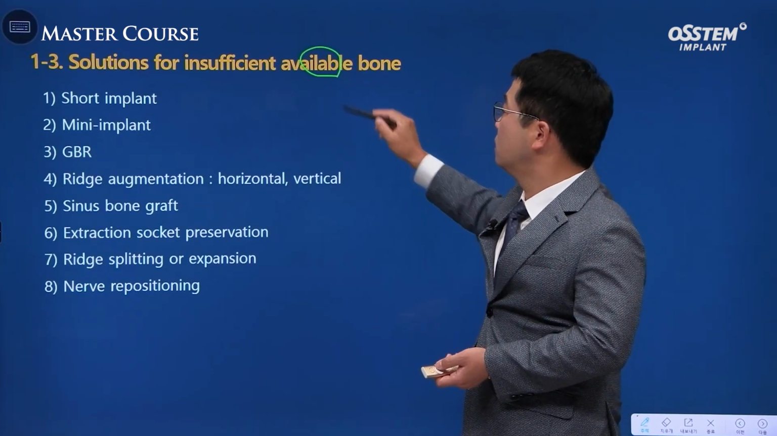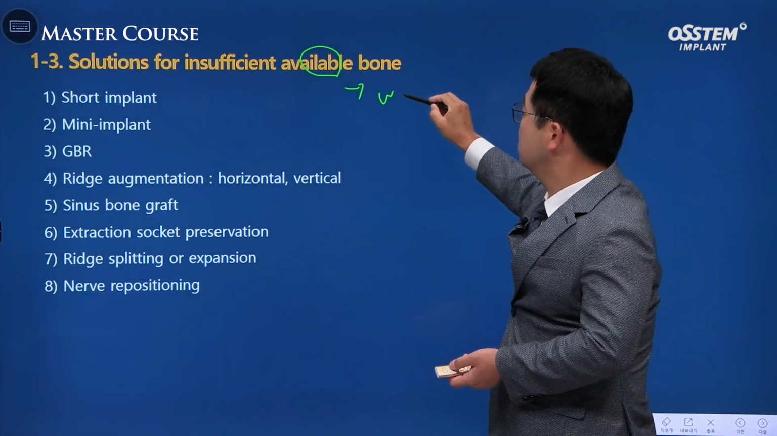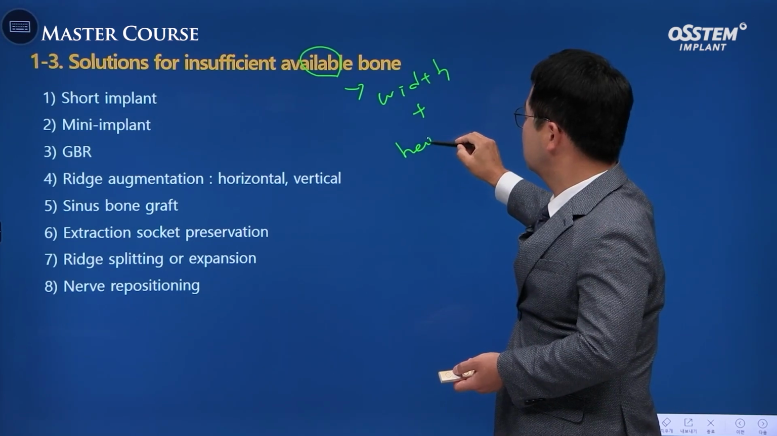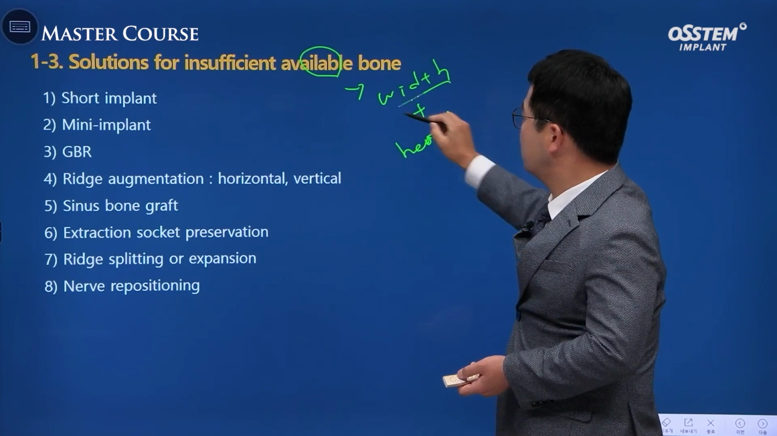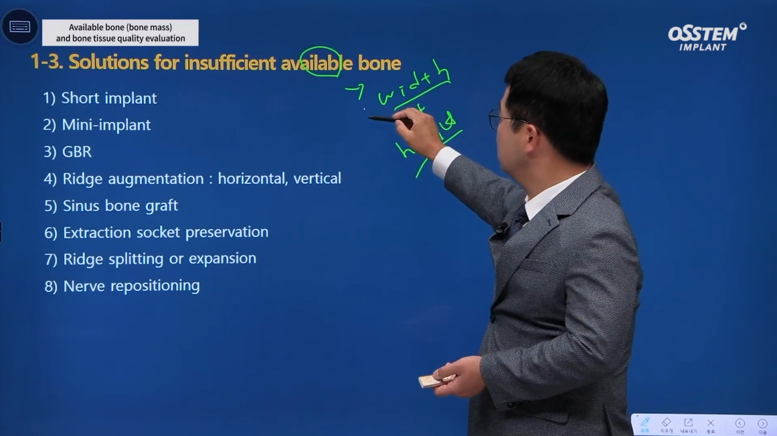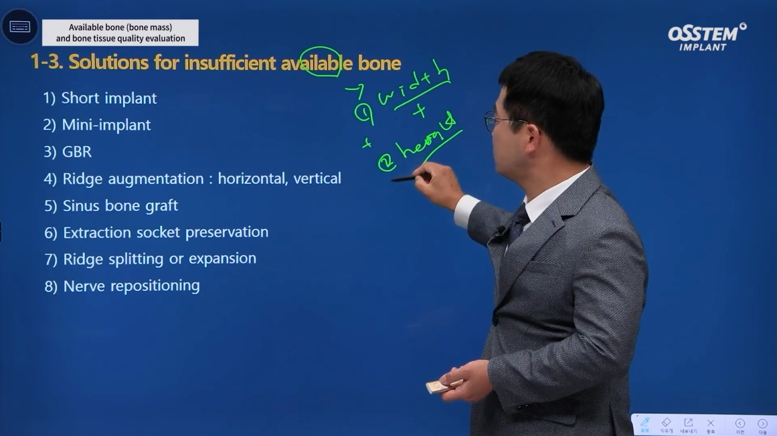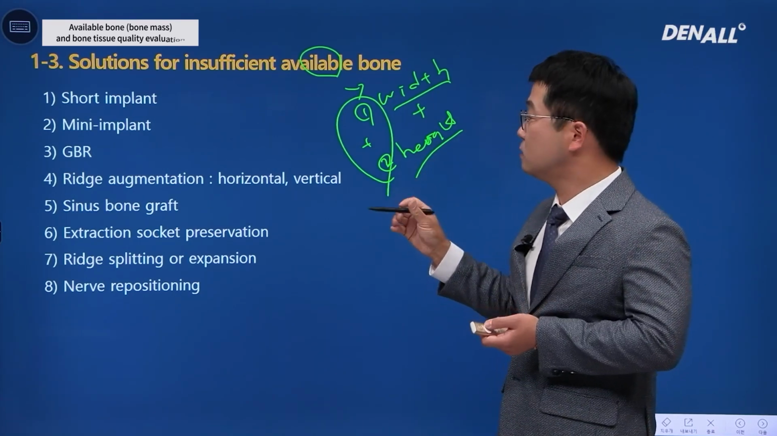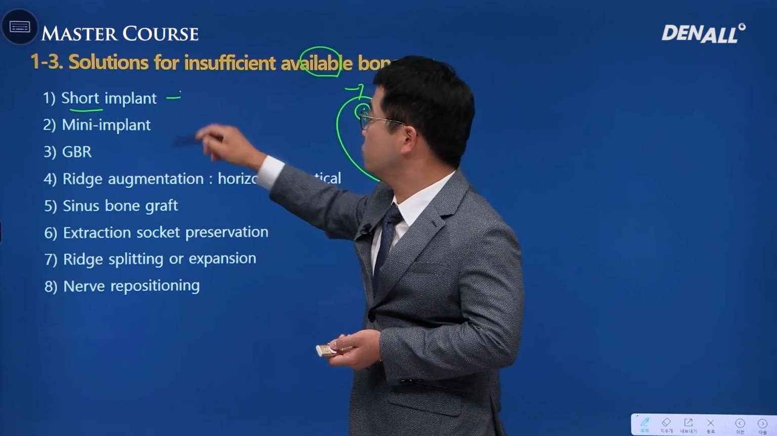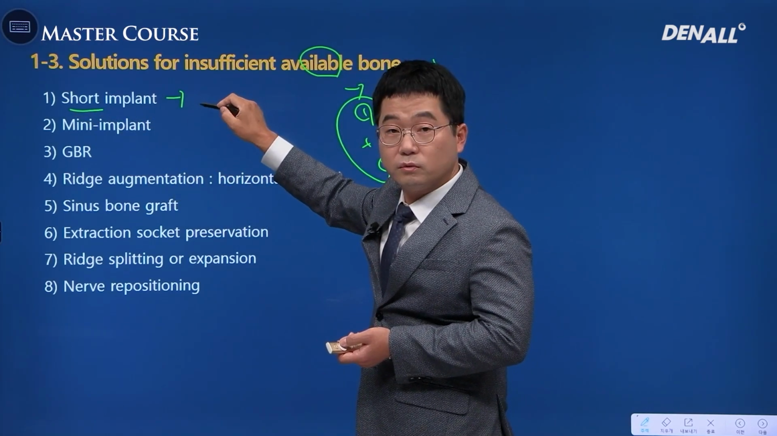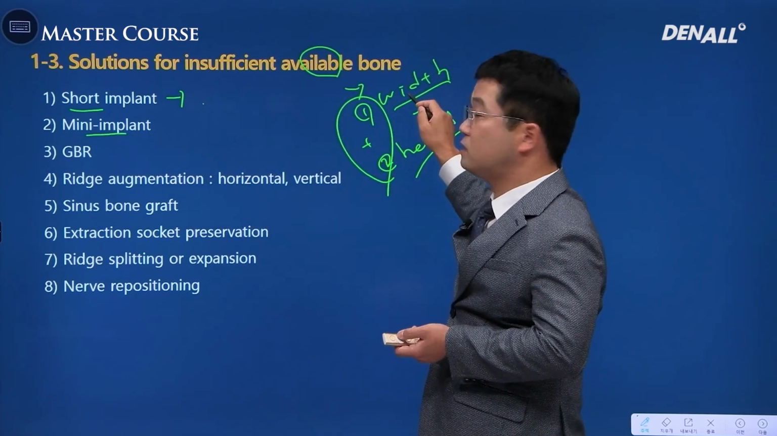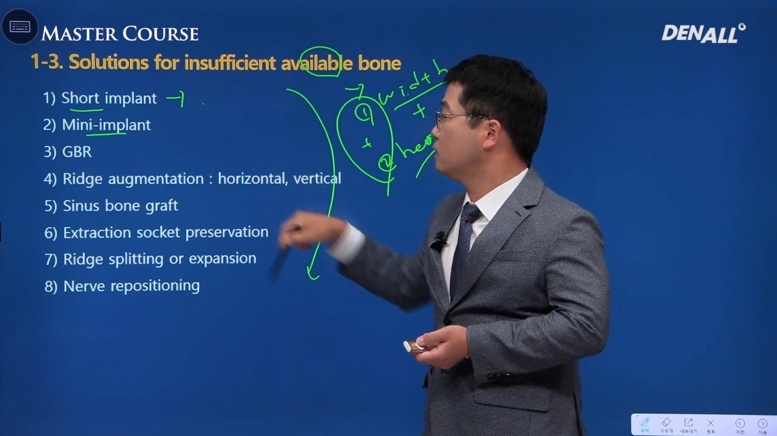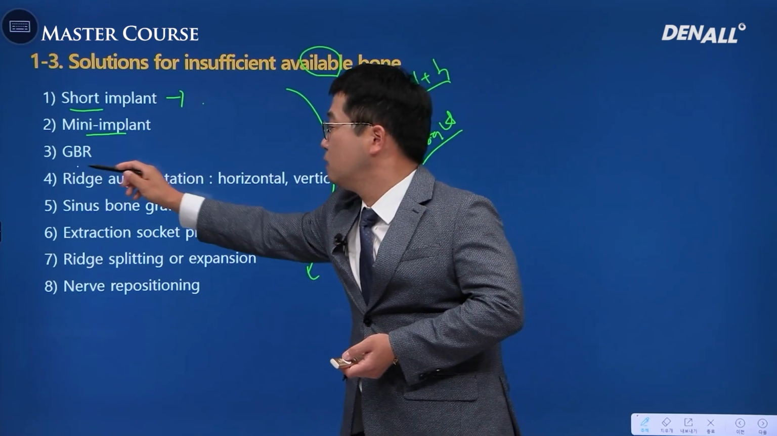In the case of insufficient bone, we need to look at the width and height. At times, a patient can be lacking in one aspect, or both height and width may be an issue. As for short implants, when there's a lack of height, they can be used, and when width is lacking, you can use a mini implant. We can use these methods to solve the lack of available bone.